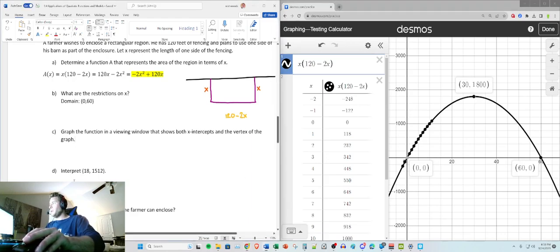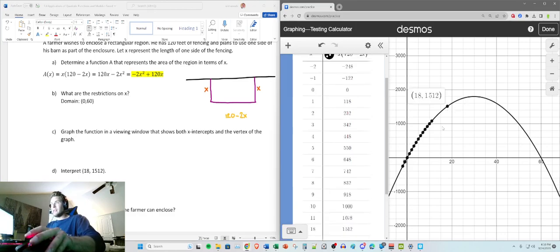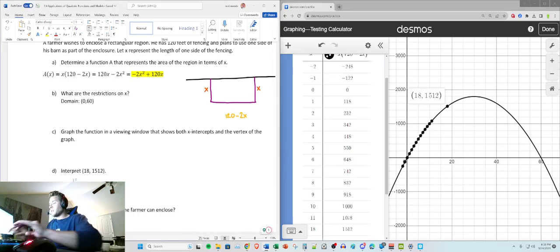Okay, it says interpret 18 and then 5, 15, 12. So did we do 18? No, we're going to add 18 down here. So we're going to type in 18. Here it is. There's that point 18. So how do we interpret this? Well, this is what we're going to say.